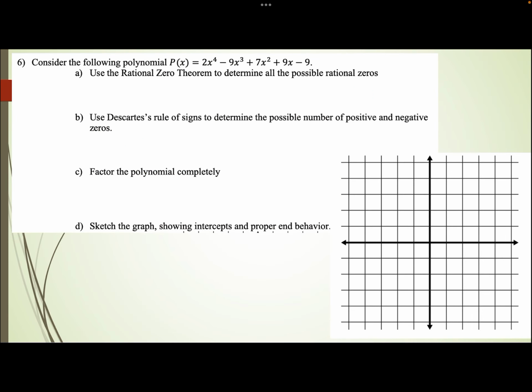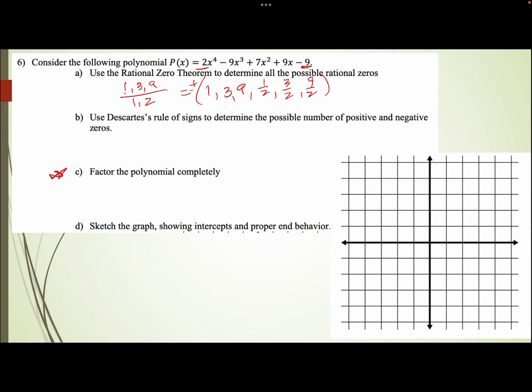Okay. This one is graphing a polynomial. The rational zero theorem says take the factors of the constant over the factors of the leading coefficient, and then write them as 1 over 1, 3 over 1, 9 over 1, and then 1 over 2, and 3 over 2, and 9 over 2, and then put plus or minus in front of it. And those are the ones that I'm going to guess when I'm trying to factor it.